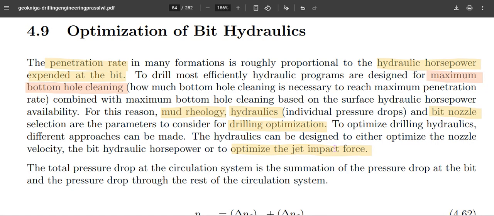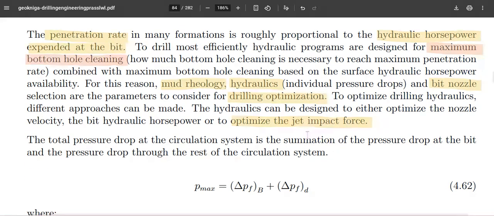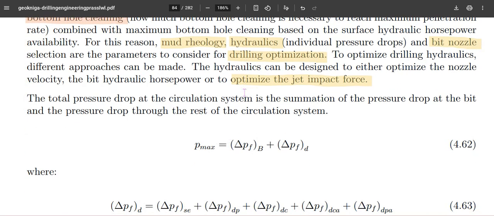So this drill bit hydraulic optimization depends upon many things, like how that hydraulics is happening, how that conversion of the pressure energy to kinetic energy happens, and it also depends upon the mud rheology and also mud density. So, what is the maximum pressure it requires for an effective hole cleaning?